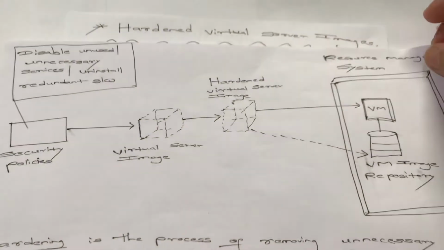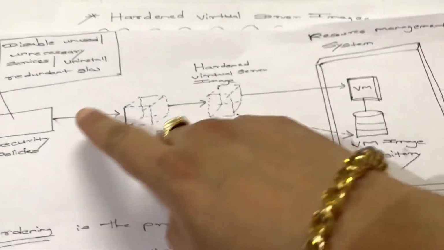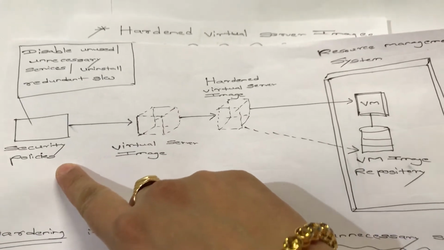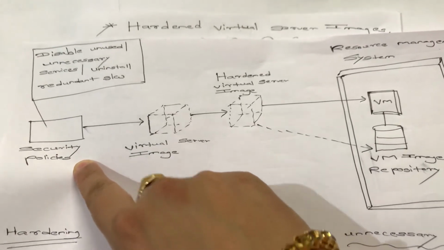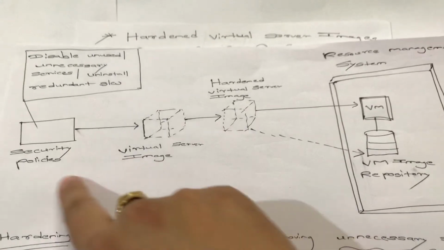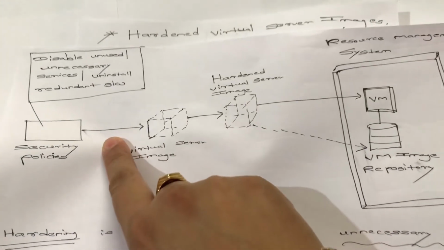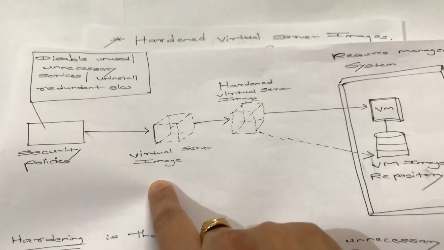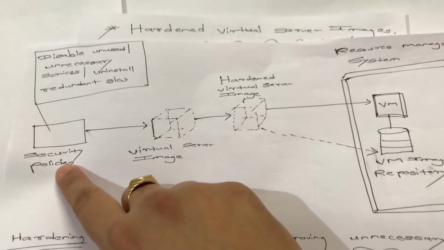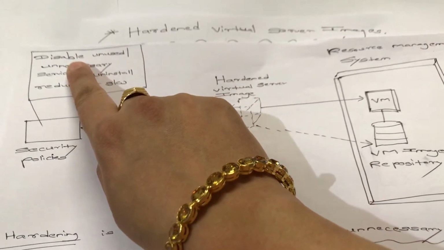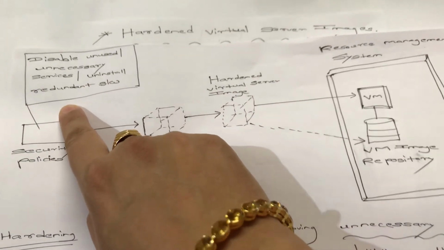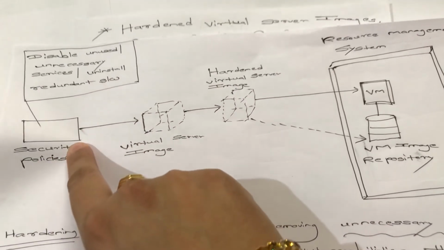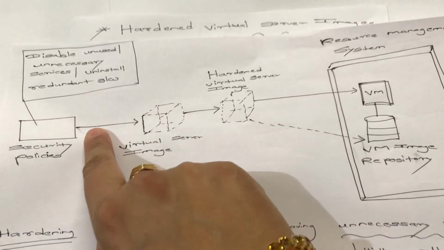See here, first we have some security policies. Any cloud provider will apply these security policies. I mean to say, some set of hardening processes is done on the virtual server image. So what are the different types of security policies? For example, disable unused or unnecessary services or uninstall some redundant software. So these are the different types of security policies. These are the different types of hardening actions.